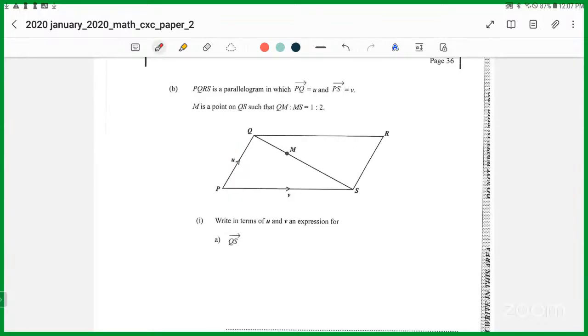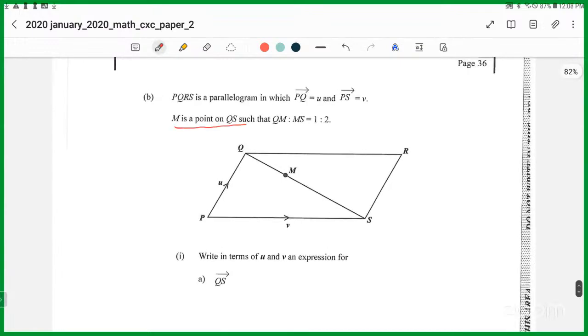Simple because it's a parallelogram. It says PQ is vector U, so this vector up here is U. PS is vector V, so this vector across here is V. It says M is on QS. Watch this now, guys, this is the nice part. Pay attention. M is on QS such that QM to MS is 1 to 2.